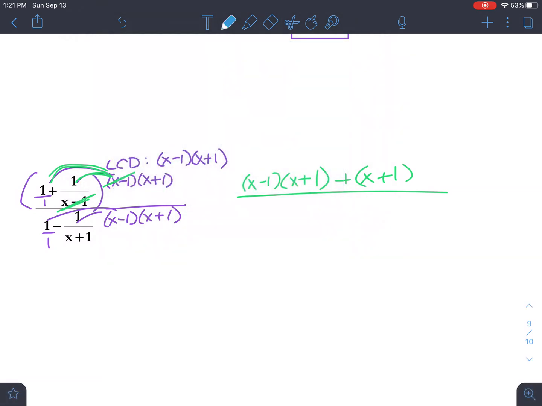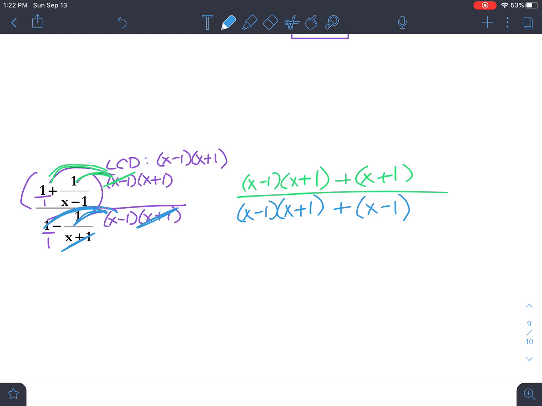Okay, how about the next piece? Well, the next piece, if I go over here and multiply to 1, nothing's going to cancel. So I get x minus 1, x plus 1. And the next piece, let's see, the x plus 1s will cancel from that numerator and denominator. So I'll just get plus x minus 1. Okay, so we did all our distributing.